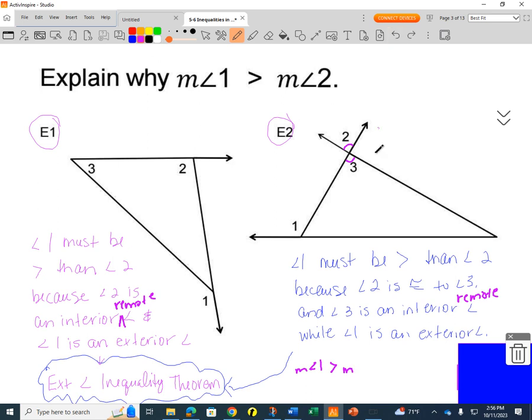So we're using angle 3 because it's congruent to angle 2, but the question asks us to compare the measure of angle 1 and the measure of angle 2. And we really should be using the measure of angles here.